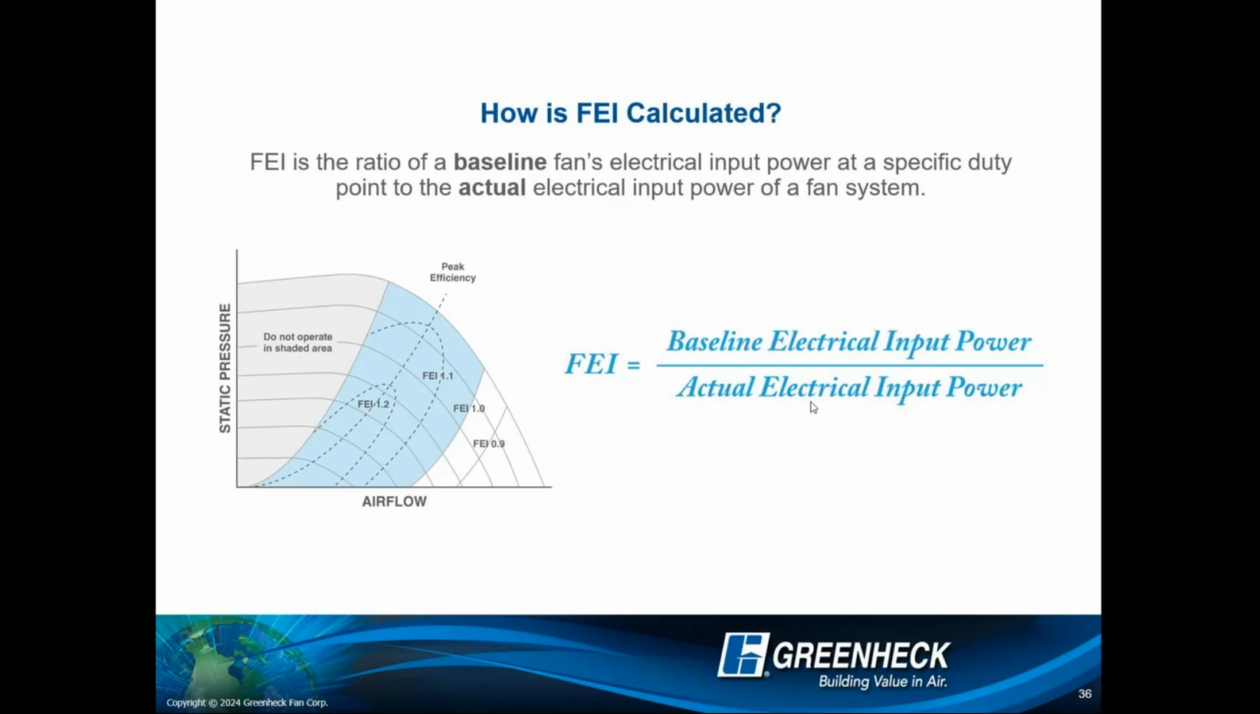Baseline electric input power versus the actual input power. Basically, it's from the line in to the air coming out. Essentially, it's the efficiency of the whole system, and it's actually dependent on the operating point, as you can see from this fan curve right there.